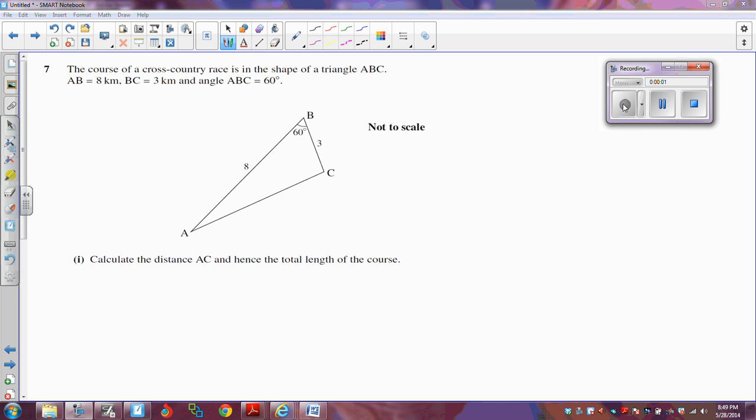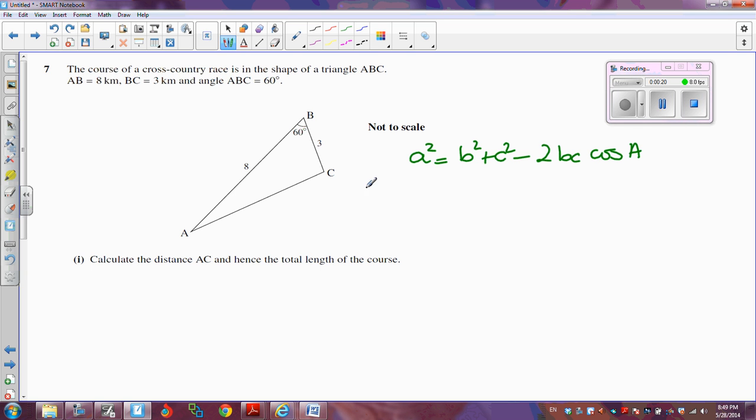We have a triangle and a fairly typical cosine rule question. You can always spot a cosine rule question because you're given one angle and you're given either side of that. Now the cosine rule, they give you this in the front of the exam paper in the form a squared equals b squared plus c squared minus 2bc cos A. But you can also adapt that.